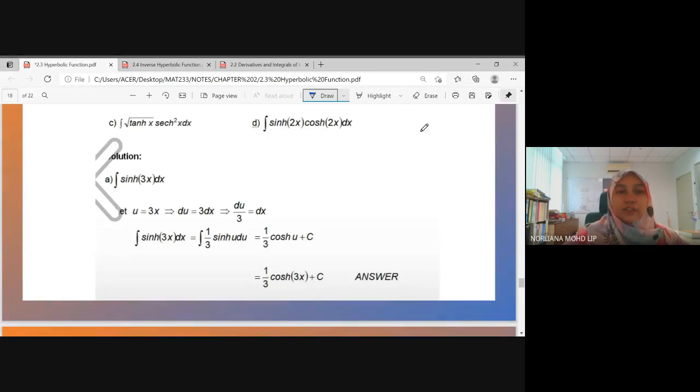Okay, so let u equal to 3x. Okay, you let the function inside it be u. So du over dx is equal to 3, so dx equals du over 3. Okay, we want to convert the function dx in terms of u. So this will become in terms of u.